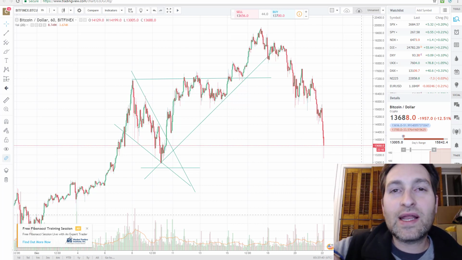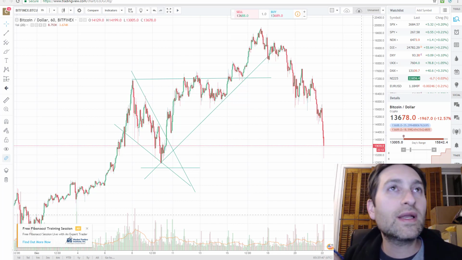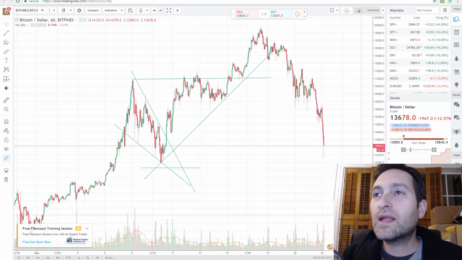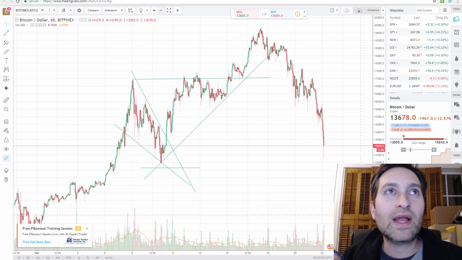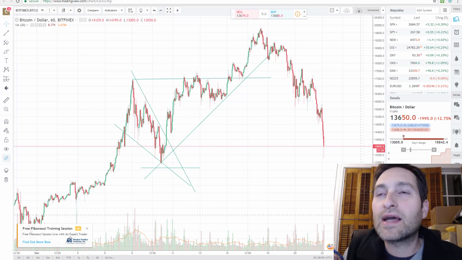It's about 10:40 at night Eastern Time, and we are getting to you with a little Bitcoin trading overview. What's going on? What are we looking at? Right now, we're looking at the Bitcoin 60-minute chart on Bitfinex.